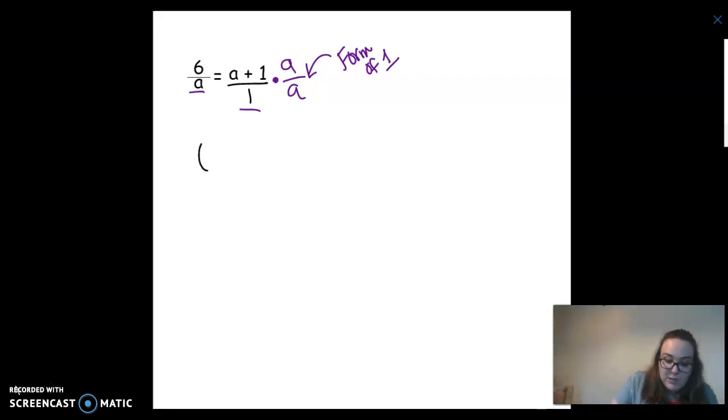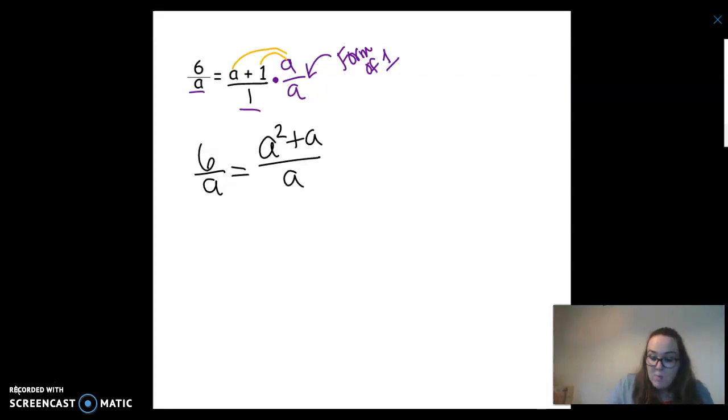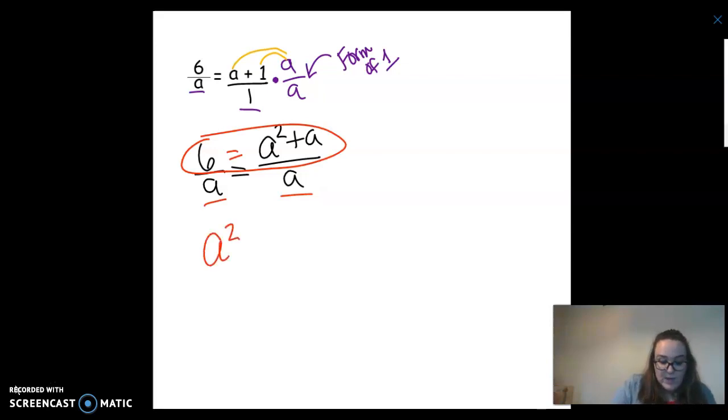So on the left we have 6 over a. On the right, remember, you're going to have to distribute this a to both terms. So on the right, we have a squared plus a all over a. Remember, our goal here was that our denominators are equal. Once the denominators are equal, then those numerators can equal. If 6 equals a squared plus a, how am I going to find the values of a right here? And before I start, I'm going to stop right here and say, what can a not equal? Because a is a single variable on the denominator, a can't be 0.